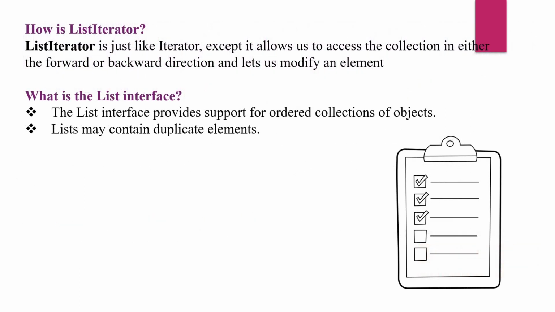Then we have list iterator. List iterator is just like an iterator, except it allows us to access the collection in either the forward or the backward direction. So how does the list work? List can be used in various ways, even if that may be the array list.